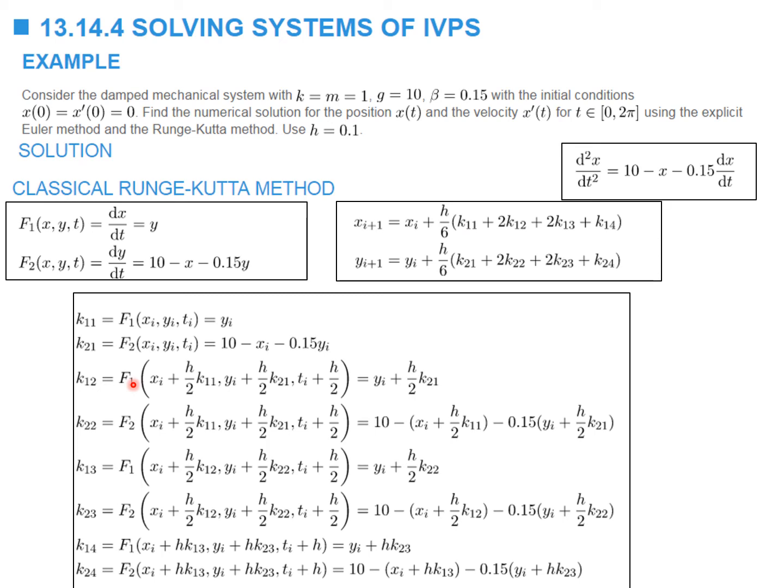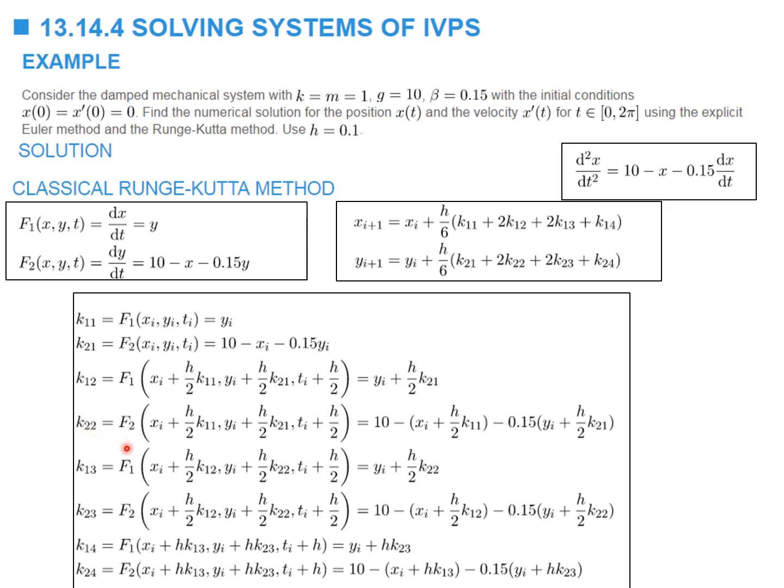k12 is given as the slope evaluated at this x, this y, and this t. This x is equal to x sub i plus h over 2 multiplied by k11. And here's the value of k11. The value of y is equal to y sub i plus h over 2 k21. And this is the value of k21. And t sub i plus h over 2 is the value of the time at which this slope is calculated. When we substitute these in the equation of f1, we'll get y sub i plus h over 2 k21, because really f1 is nothing but y, and so this is the value of y that I need, and this value of y is y sub i plus h over 2 k21, where we already have a value for k21.